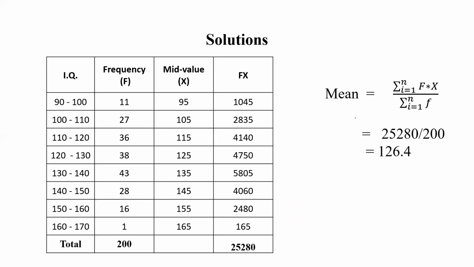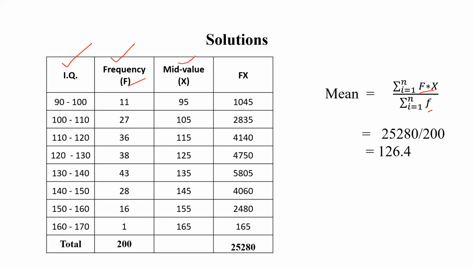Let's understand. Suppose, as you know, in a question this first column is given and the second column is given already. Now, as we know, the formula for the mean for a grouped data set is summation i equal to 1 to n of f x divided by summation i equal to 1 to n of f i. So we can see here that summation f x is required, but in the question the f column is given and x is not given. So the first step is to find this mid value x column.